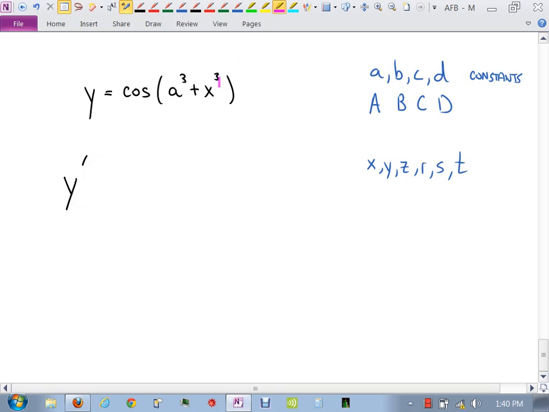I have cosine of purple again. What is the derivative of cosine of purple? Negative sine of purple. What's purple? a cubed plus x cubed, right? Don't take the derivative yet. The derivative of purple comes in next. So you go times now, what's the derivative of purple?